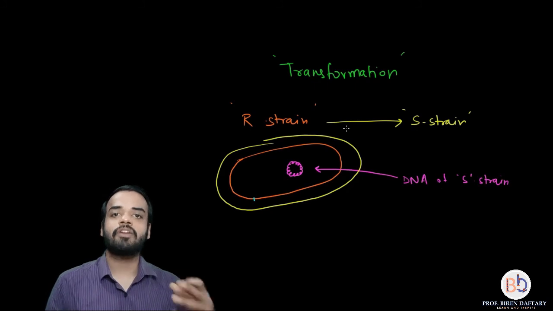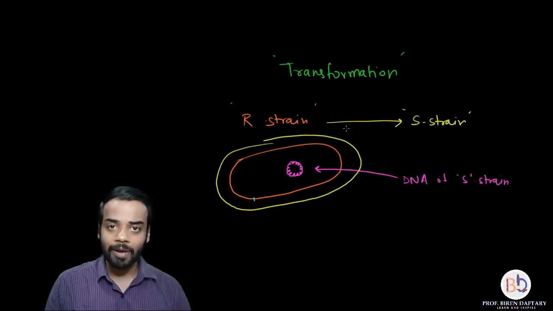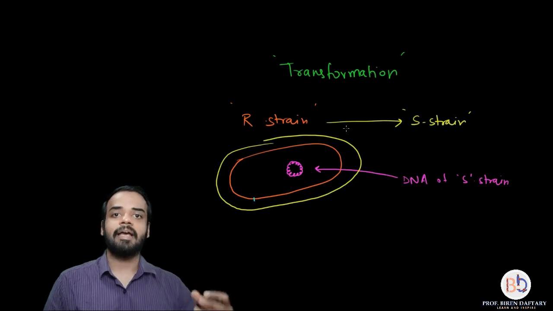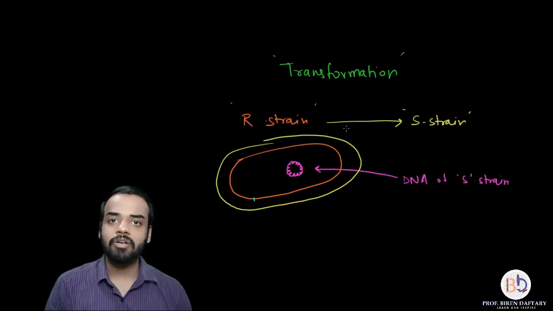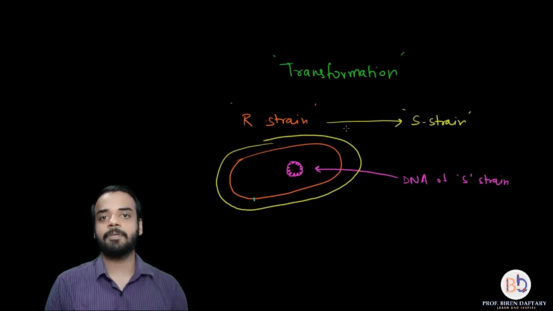What is the meaning of transformation? Transformation means a bacterium has the capacity to absorb the foreign DNA of another bacterium, and that causes it to become transformed or change into another strain. This is basically called transformation, and that is why this is called Griffith's experiment on transformation.